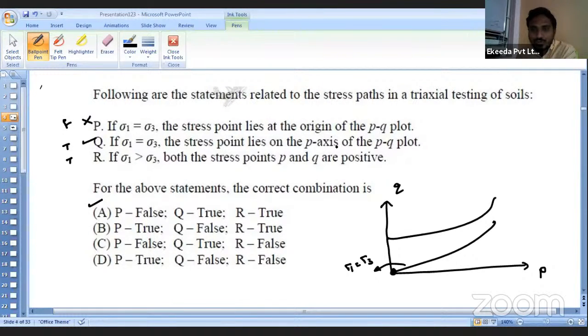So here we should know the value of Q and also the value of P. If we know these two, then we can easily choose the answer. Here it is asked for 2 marks.